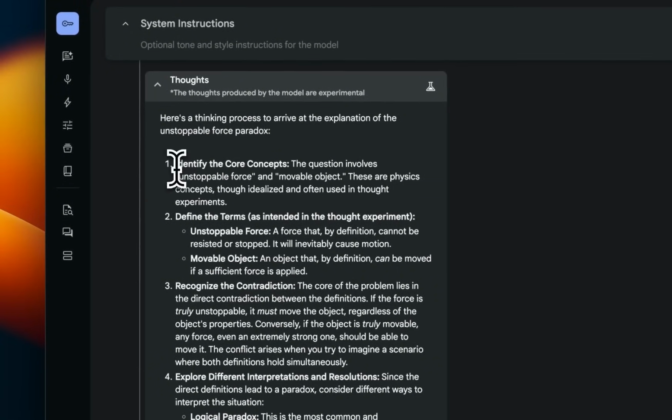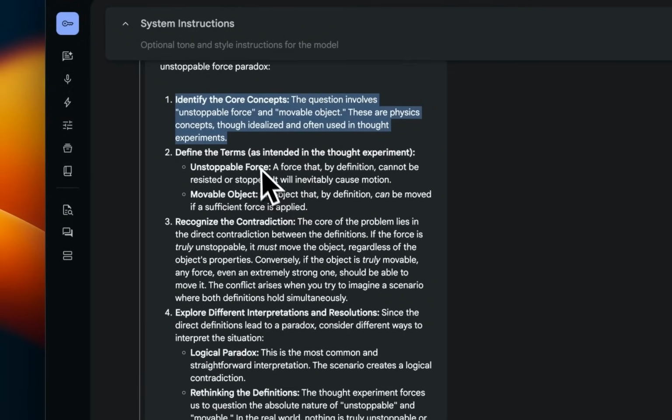So it says, identify the core concepts: the unstoppable force and the movable object. So these are physics concepts, though idealized and often used in thought experiments. Define the terms as intended in the thought experiment. So, unstoppable force: a force that, by definition, can't be resisted or stopped. It will inevitably cause motion. And movable object: an object that, by definition, can be moved if sufficient force is applied, right? So the initial definition is exactly what we provided.